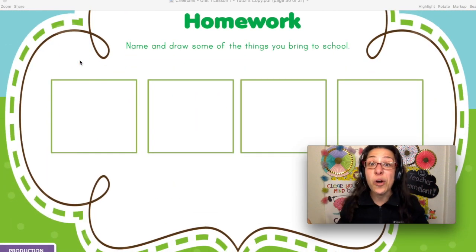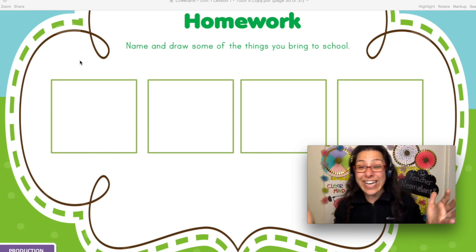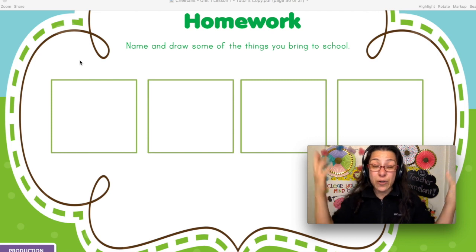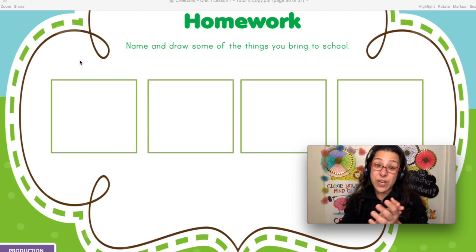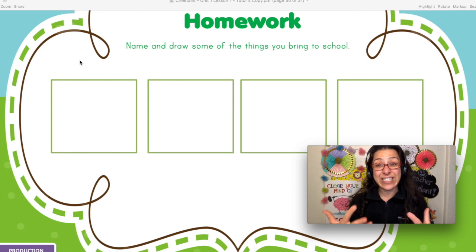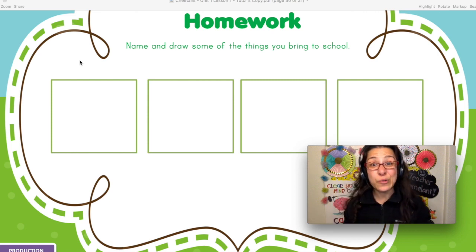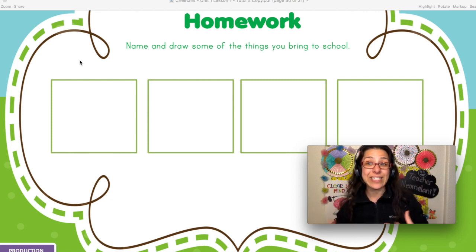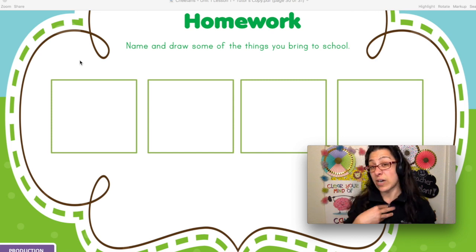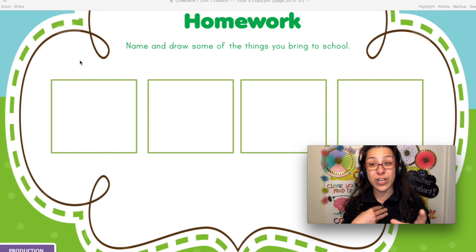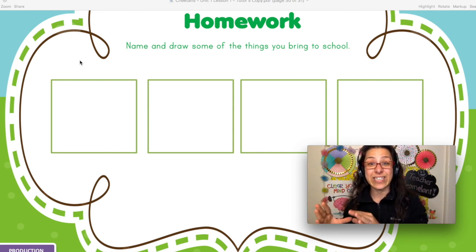And then there's homework. A lot of the time students don't do their homework, but that's okay. If you have time, go over the homework now in the current lesson, or if there's no time, just tell them, name and draw some things that you can bring to school. And next time we will cover it. If they forget or they don't do the homework, that's okay. I still like to cover the homework at the beginning of the next lesson.